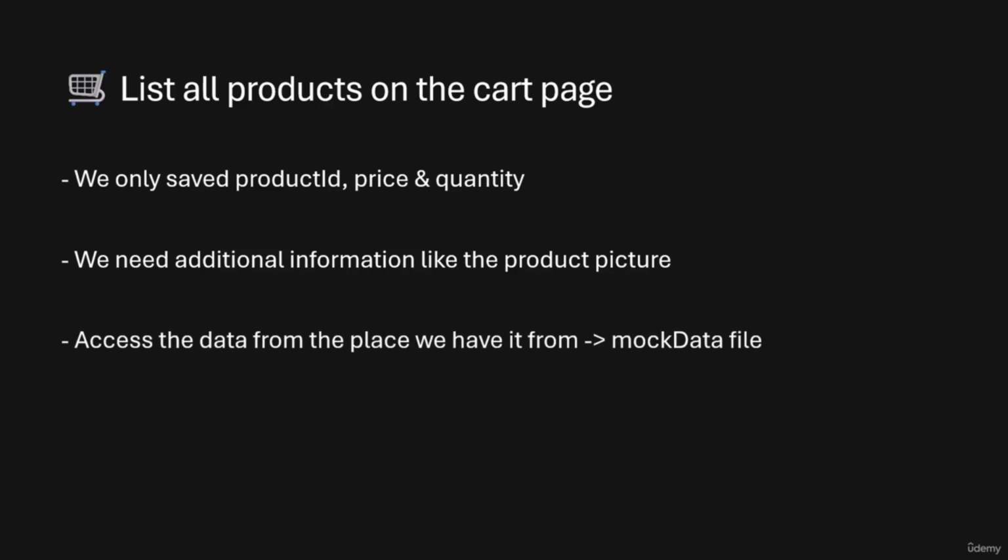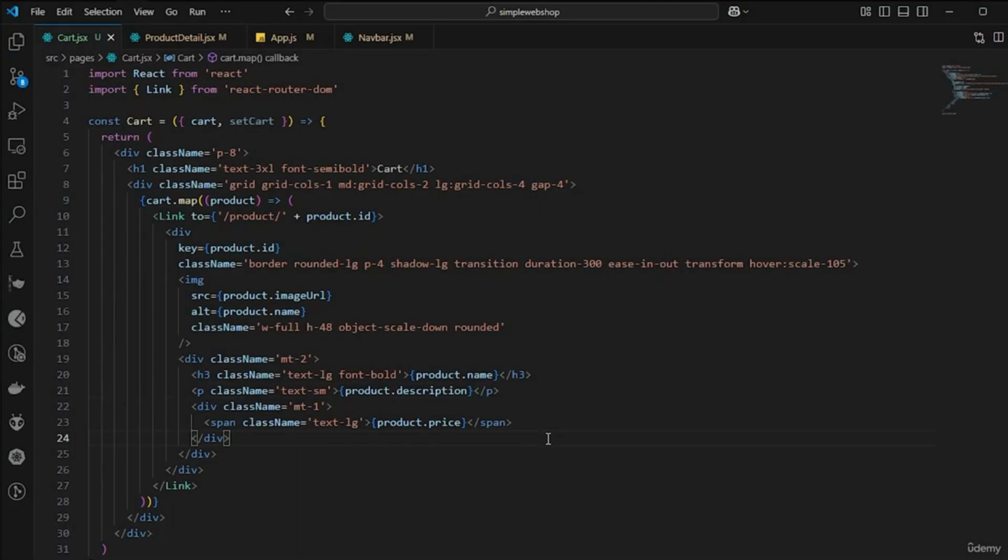In our case, this is the mock data file. And then we will go ahead and search in the mock data file for the product ID and access all the different information when we need it. And right now we need the additional information in our cart. So when we open the cart page, we want to access this information from the mock data. How do we perform an action when we enter the page for the first time? Well, for that there's another hook.